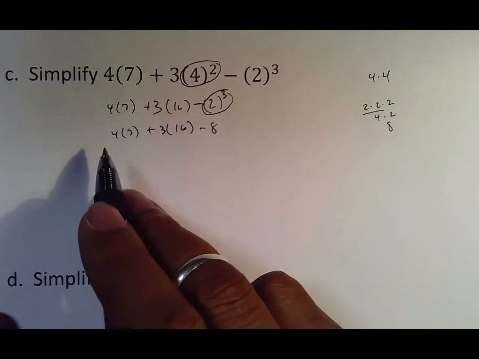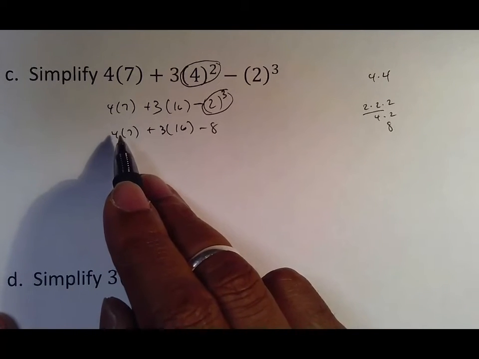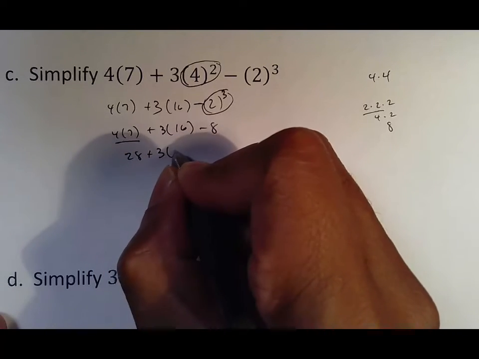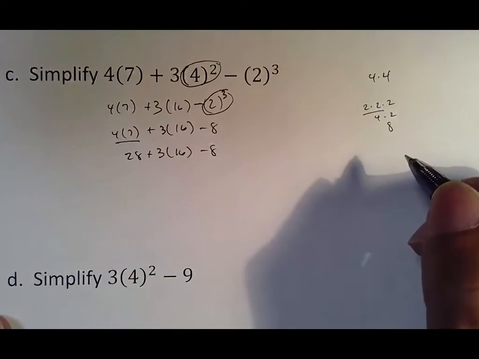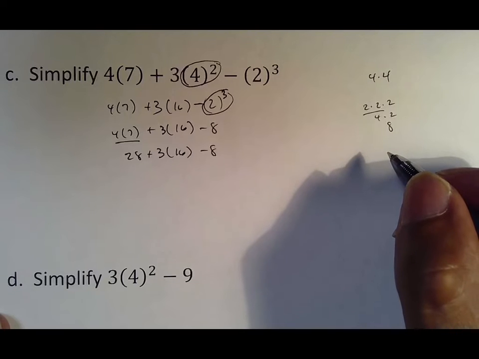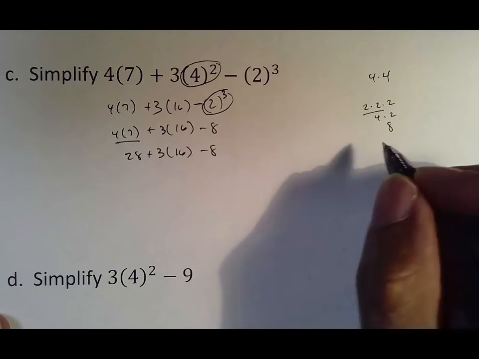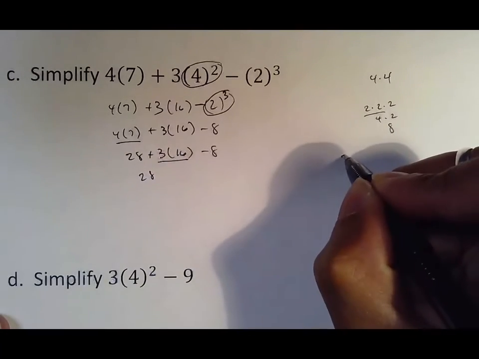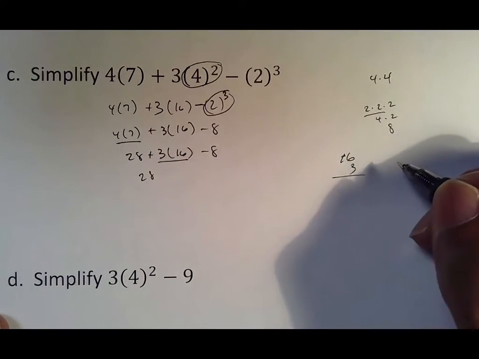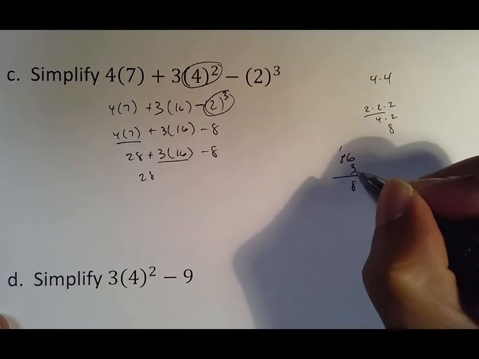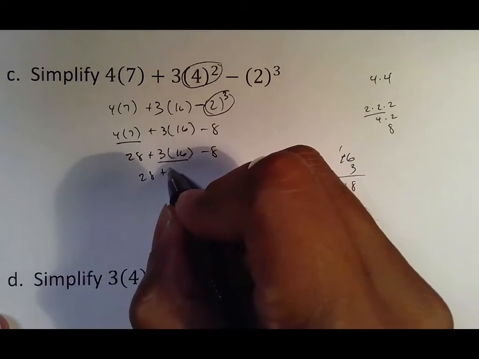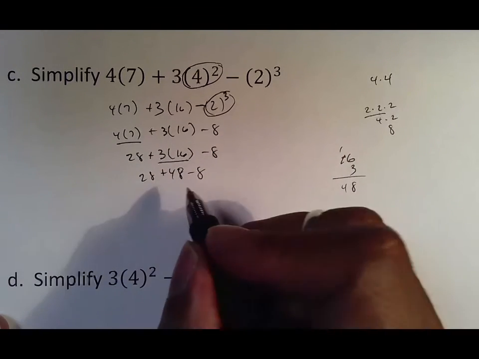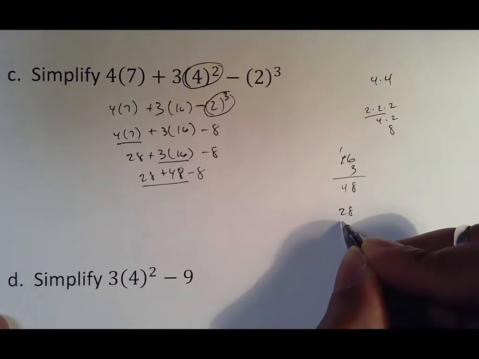Now that all of our exponents are gone, we look for the first multiplication or division, and here it is. 4 times 7 is 28 plus 3 times 16 minus 8. The next thing we do is look for the first multiplication or division, which is another one here. 16 times 3, because remember you want the longer number on top, is 18, carry the 1, 4, 48.